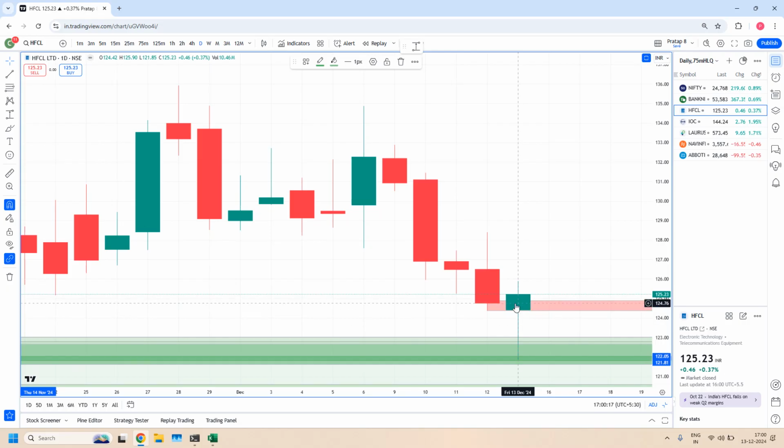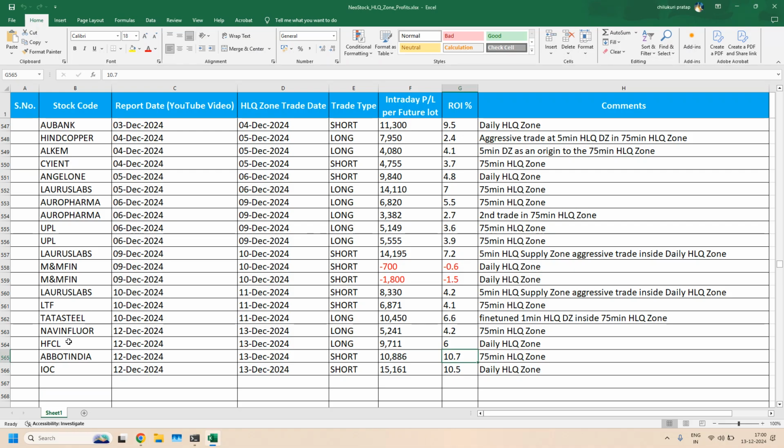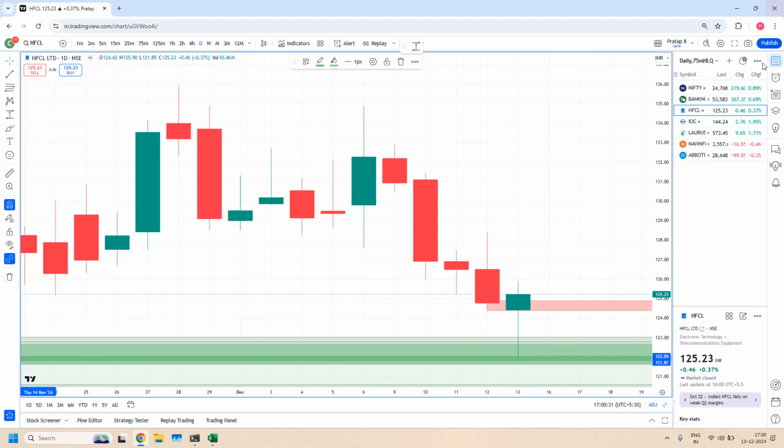How much profit would it have given? HFCL, this is 6% ROI it has given. If you look into the Excel sheet, it has given again close to 10,000 rupees profit, 9,711. 6% ROI it has given.